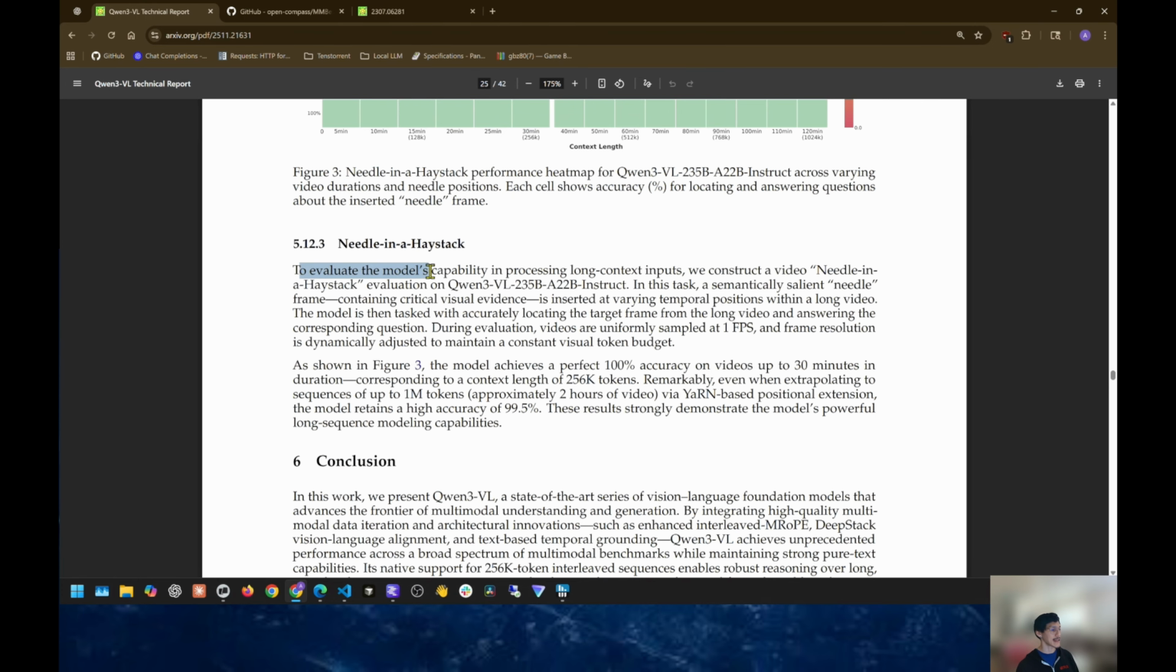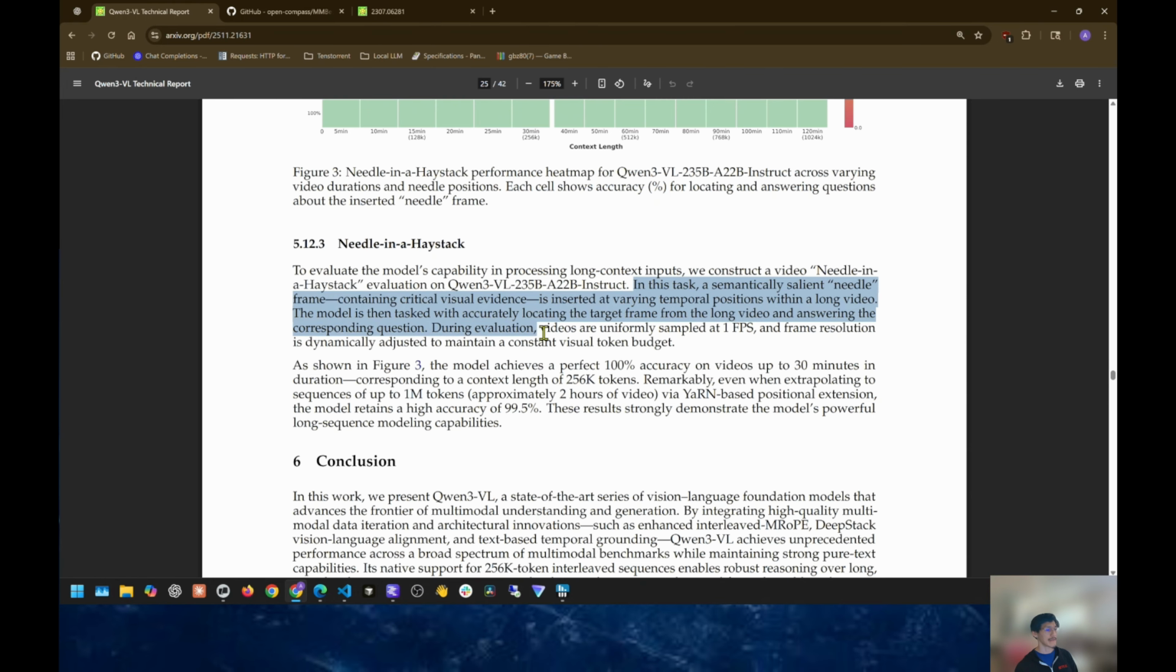To evaluate the model's capability in processing long context inputs, we construct a video needle in a haystack evaluation on Qwen3-VL 235B A22B Instruct. In this task, a semantically salient needle frame containing critical visual evidence is inserted at varying temporal positions within a long video. The model is then tasked with accurately locating the target frame from the long video and answering the corresponding question.